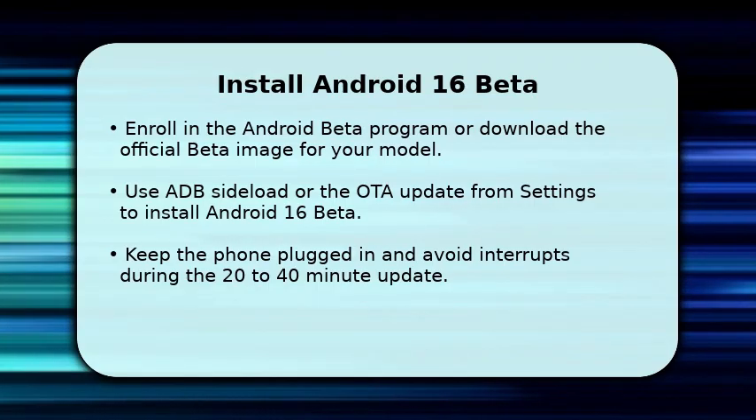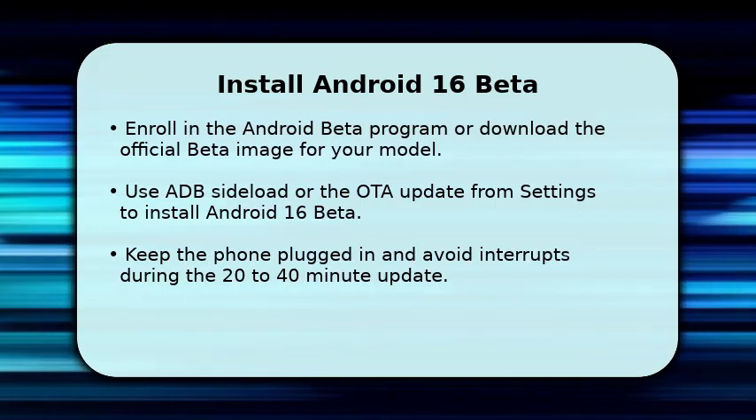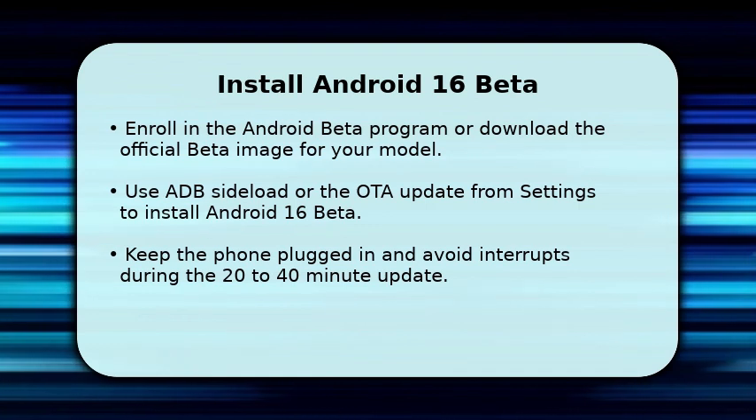Use ADB sideload or the OTA update from settings to install Android 16 Beta. Follow on-screen prompts exactly and accept any required permissions or updates. Keep the phone plugged in and avoid interrupts during the 20 to 40-minute update. Reboot the device when prompted and confirm the build number shows Android 16 Beta.